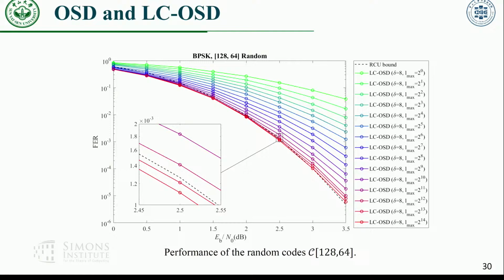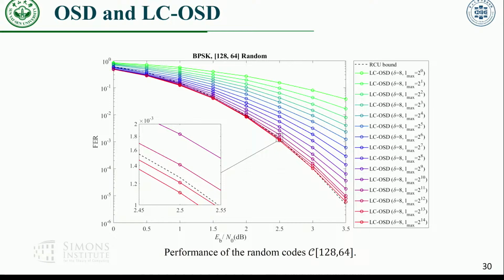So we have also investigated the relationship between the maximum search and performance for a random code. We see that as the maximum search increases, the performance improves, but becomes saturated when LMAX equals, I guess, 2,000, some 2 to the 11.